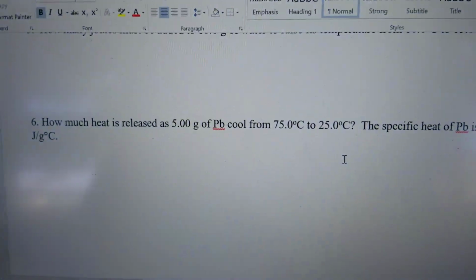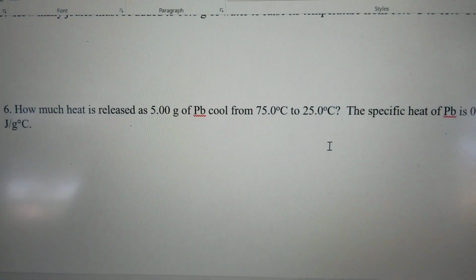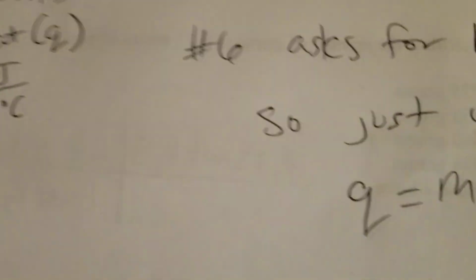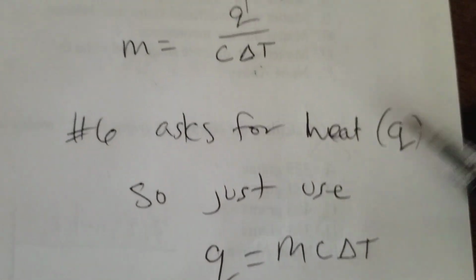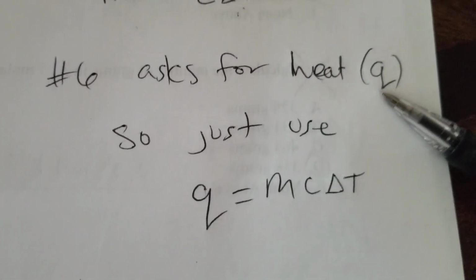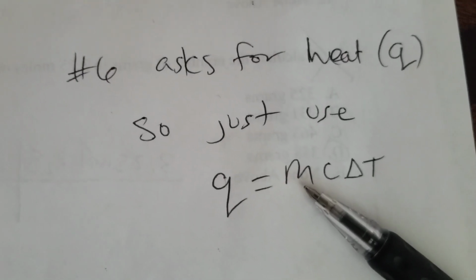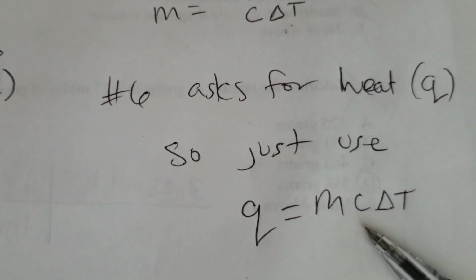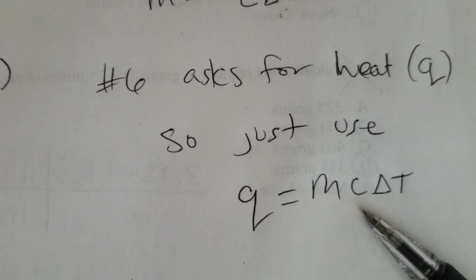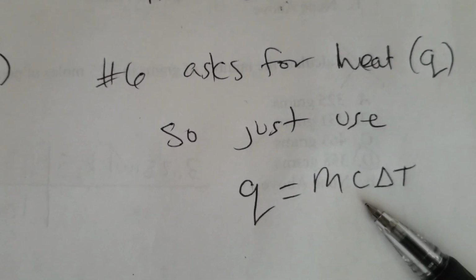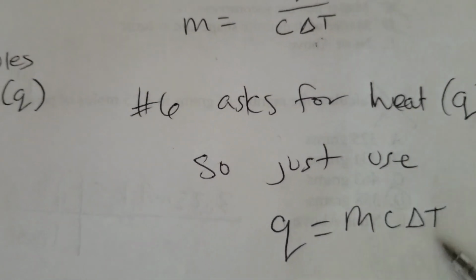Okay, on number 6, it's just asking for heat. So again, it's just asking for heat, and you have to know that heat is Q. So you're just using Q equals MC delta T. They give you the mass. They give you the specific heat of lead. PB is lead. And then they give you two temperatures.